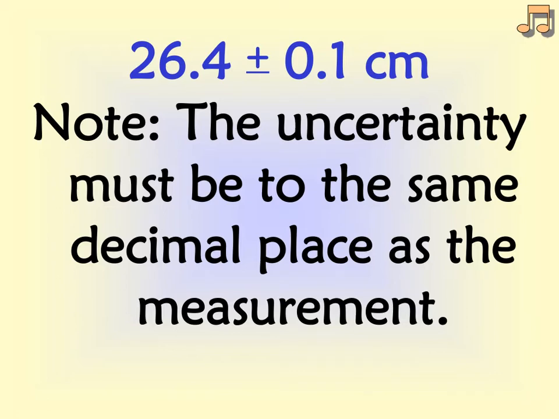This is a good time for me to point out to you that the absolute uncertainty must be to the same number of decimal places as the measurement. So 26.4 is plus or minus 0.1. 26.4 can't be plus or minus 0.05. If it's 26.4 plus or minus 0.05, then what you want to say is 26.40 plus or minus 0.05, so that both the uncertainty and the measurement are to the same number of decimal places.